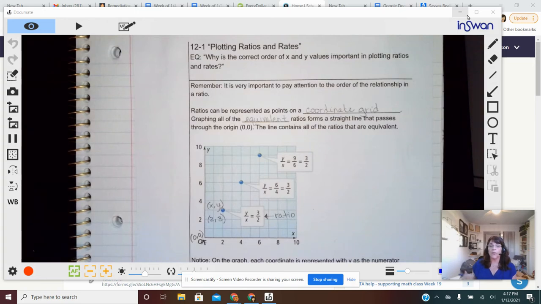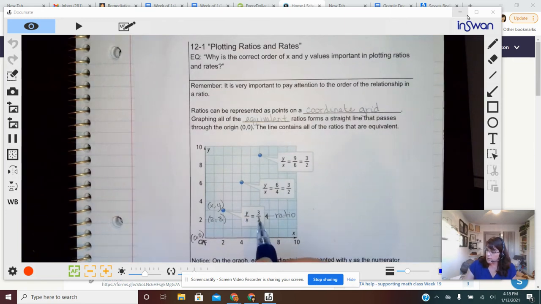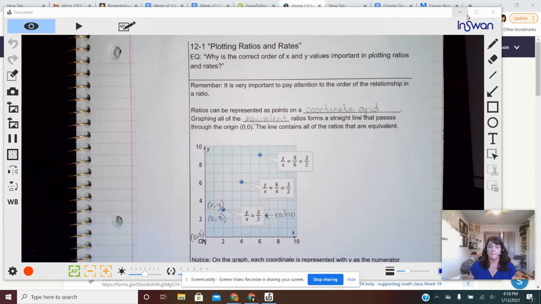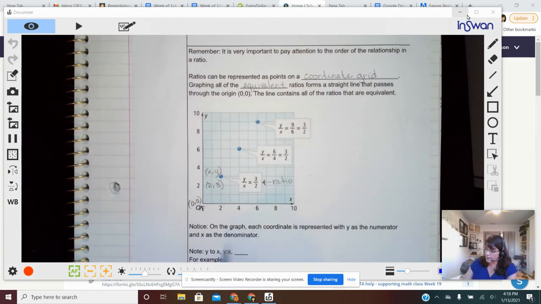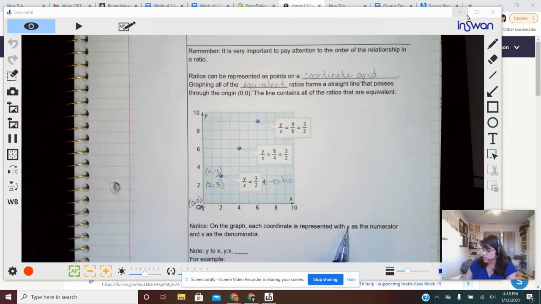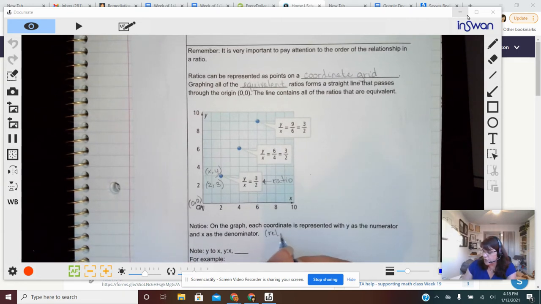The order for an equivalent ratio, a proportion, is y over x in a fractional format. So very, very key thing to learn. It even messes up the 8th graders sometimes. So just so you know, something to look out for. And it's even put here in writing. Each coordinate is represented with y as the numerator, x as the denominator. This is the relationship.